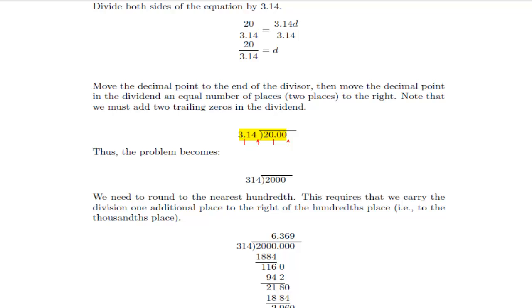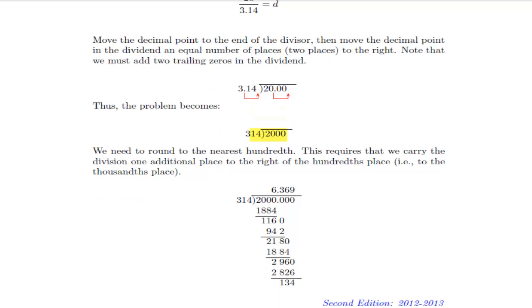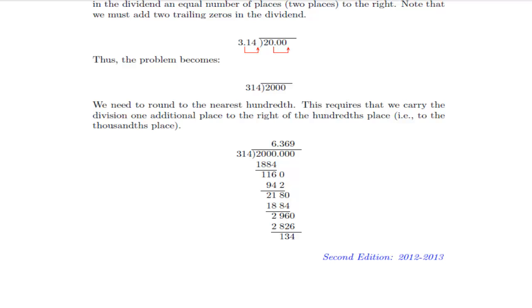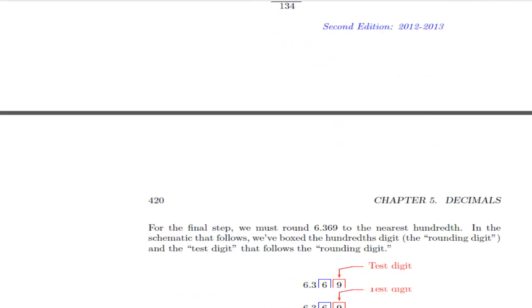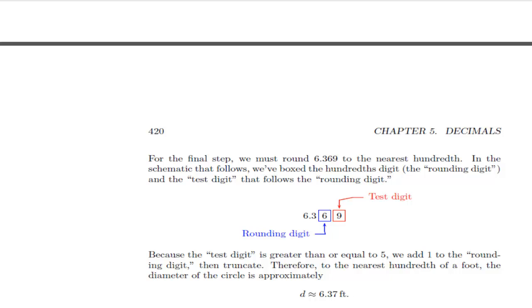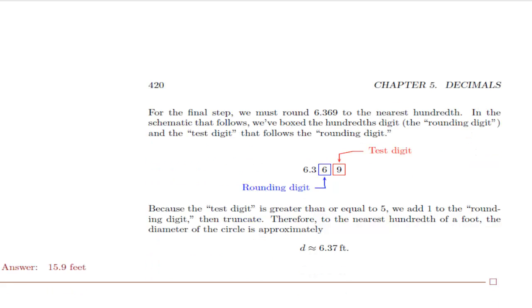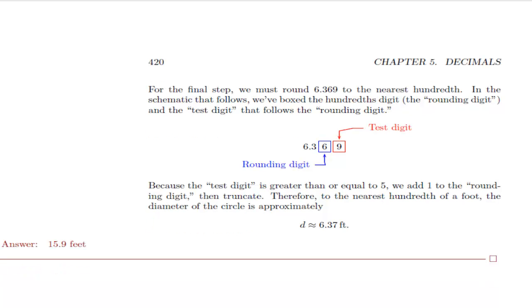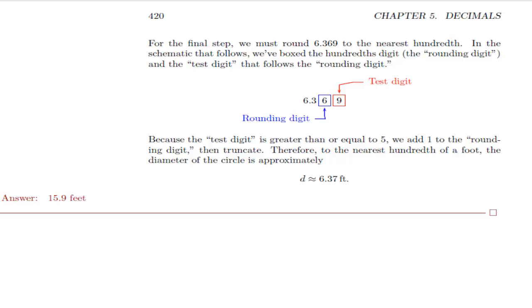Move the decimal point to the end of the divisor, then move the decimal point in the dividend an equal number of places, 2 places to the right. Note that we must add 2 trailing zeros in the dividend. We need to round to the nearest hundredth. This requires that we carry the division 1 additional place to the right of the hundredths place, i.e. to the thousandths place. So we get the quotient 6.369. For the final step, we must round 6.369 to the nearest hundredth. In the schematic that follows, we box the hundredths digit, the rounding digit, and the test digit that follows the rounding digit. Because the test digit is greater than or equal to 5, we add 1 to the rounding digit, then truncate. Therefore, to the nearest hundredth of a foot, the diameter of the circle is approximately 6.37 feet.